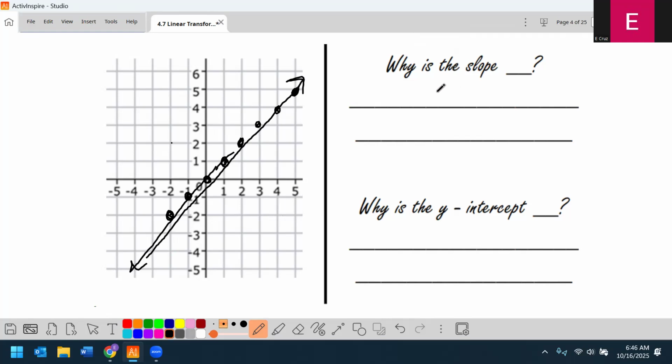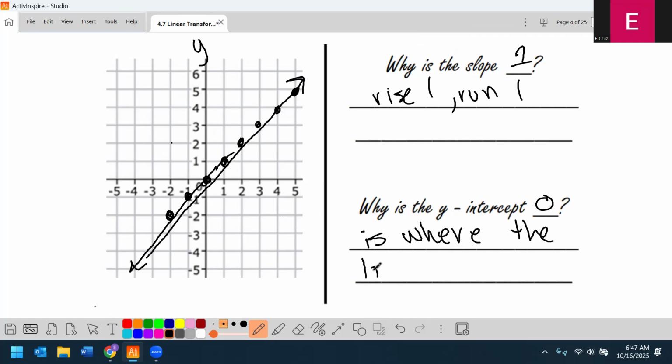Okay. So this one says, why is the slope 1? Because it goes up 1 over 1, right? Rise is 1, run is 1. And then why is the y-intercept 0? Well, because that's where the line crosses the y-axis.